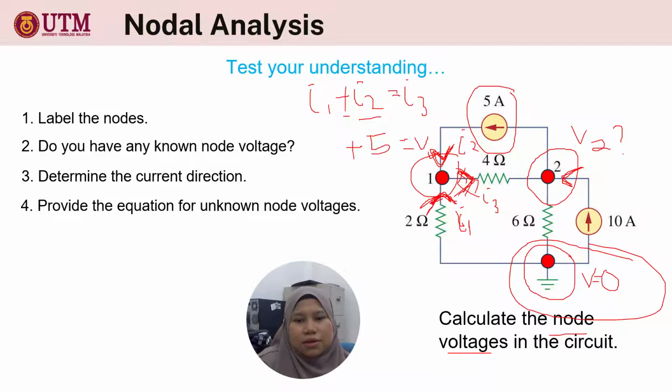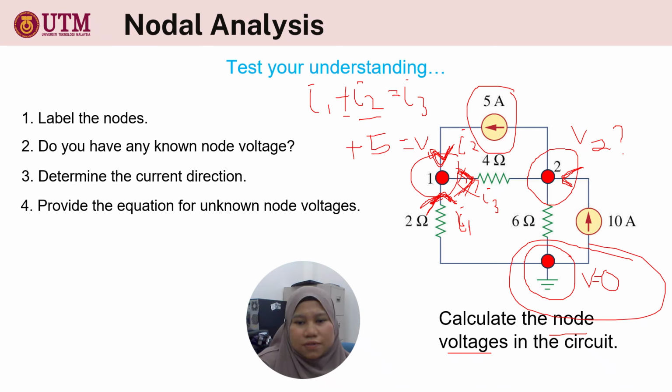What is I3 here? So V1 minus V2 divided by 4. Then you have the equation. Simplify the equation until you get the terms correctly. Also the same like V2 here, not number 2. So what is the current here?